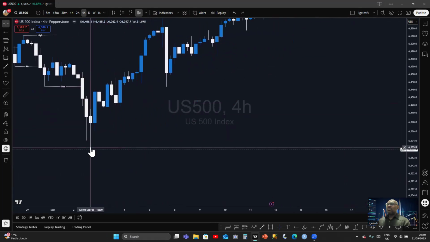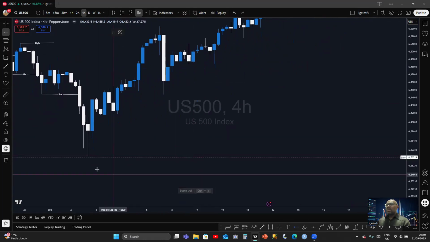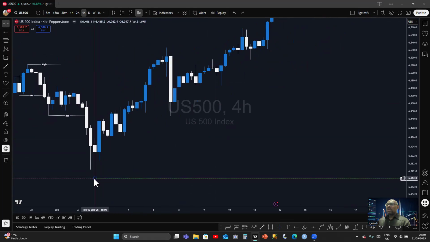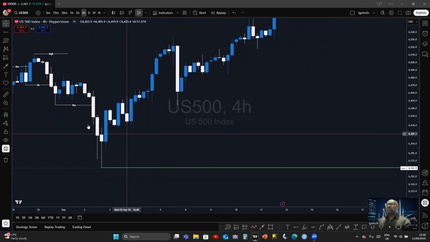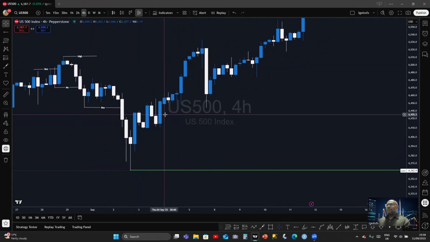Then it got here, it got rejected. This is the lowest low. After this point, it got rejected, and price started pushing to the upside like this. We got change of character here.